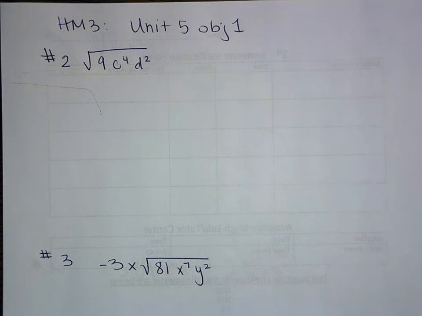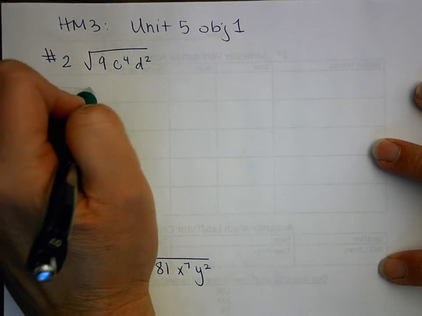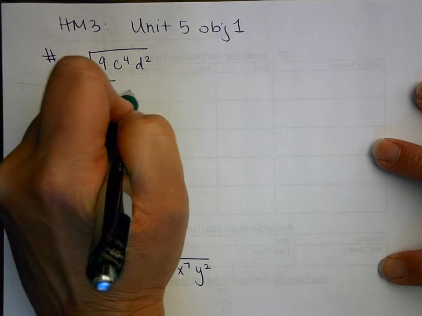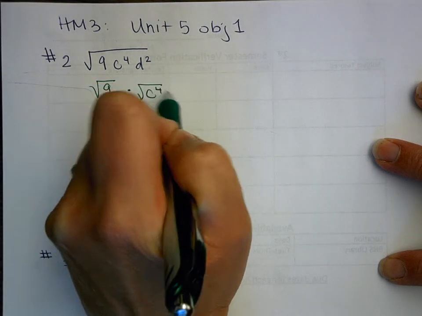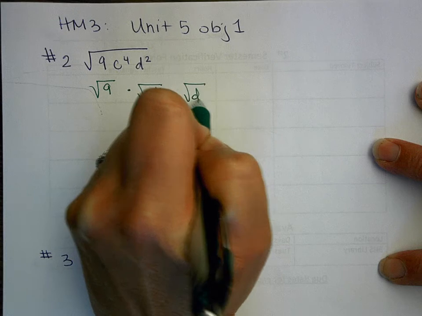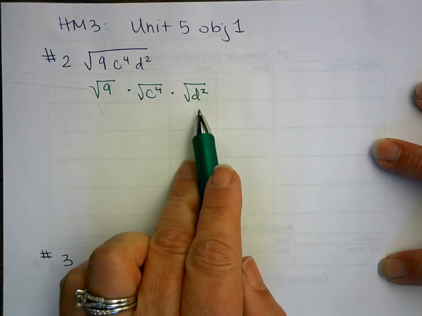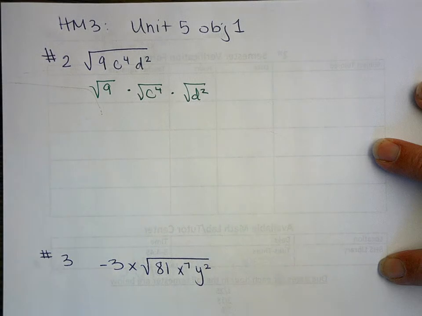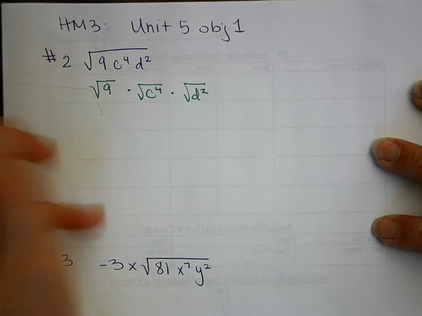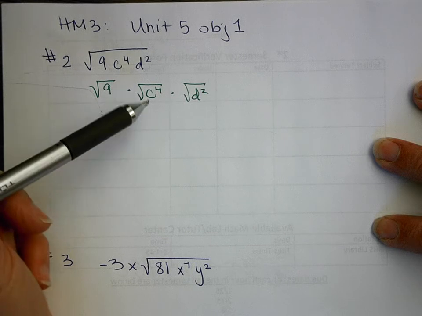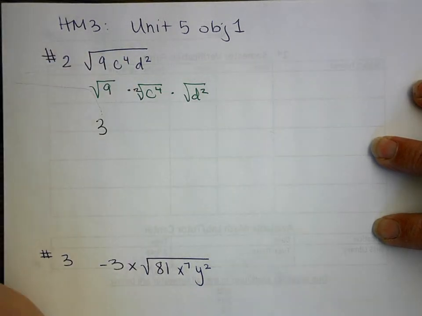So we don't have to write this piece out, but I'm going to just for the sake of trying to understand it. We are taking the square root of 9, and the square root of c to the 4th, and the square root of d squared. This would be a mental math kind of step. We don't need to write this out, I'm just writing it out for the sake of explanation. So here we would take the square root of 9, which is just 3, and then the square root of c to the 4th.